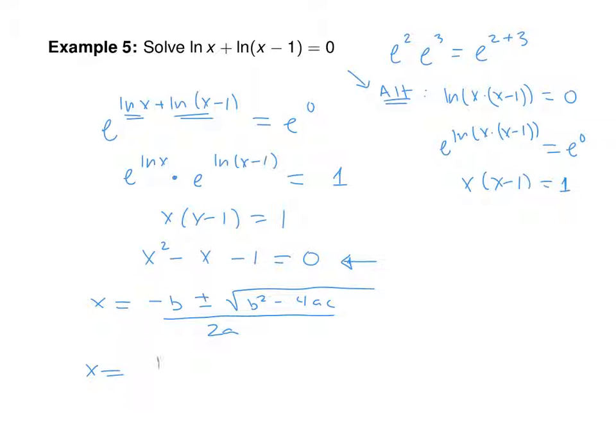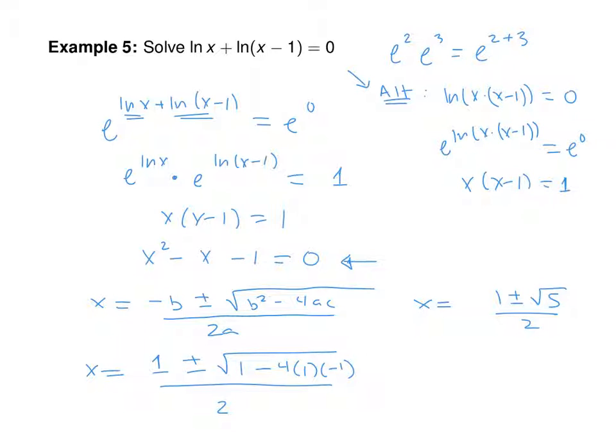So what's that? Positive 1 plus or minus the root of 1 minus 4 times 1 times negative 1, over 2. So I believe x is 1 plus or minus root 5 over 2. Does that look right? Yeah. Okay, and to make it even more masochistic, it's actually only 1 plus root 5. Just an awful, ugly problem.